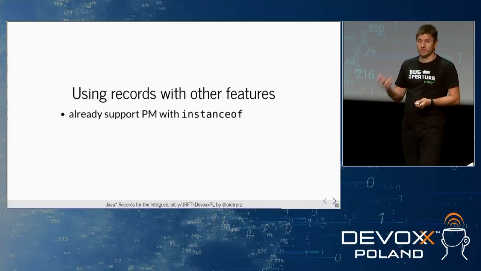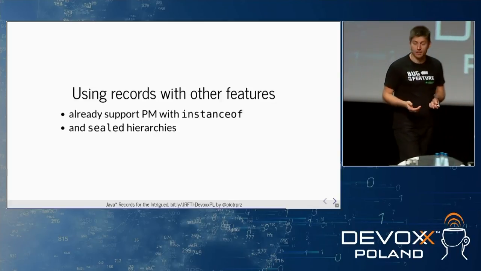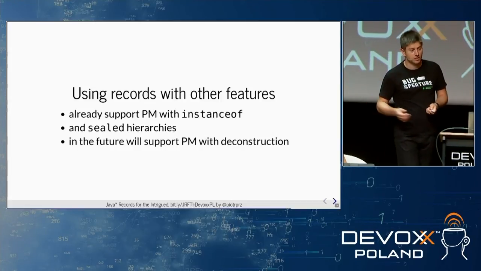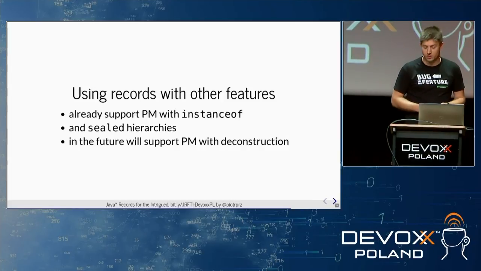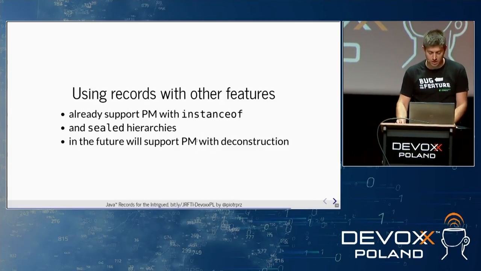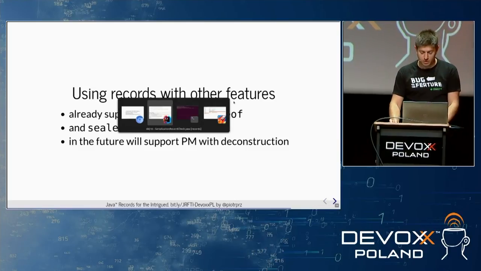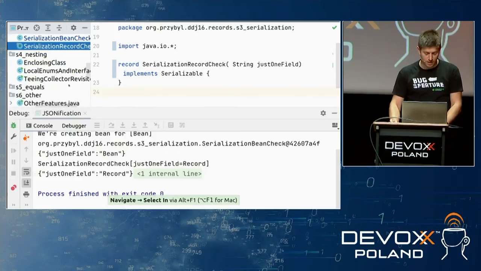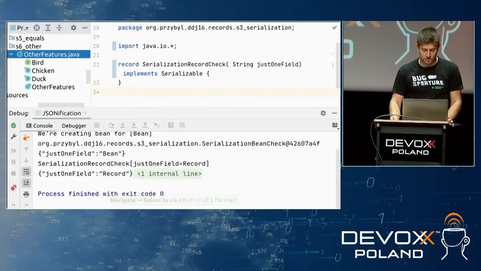Records work also nicely with other features from new Java versions. They support pattern matching with instanceof, of course. They go very nicely with sealed hierarchies. I will show you that in the next session. And in the future, they should also support pattern matching with deconstruction out of the box. Let me just show it to you here briefly. Yeah, so we have these other features, right?